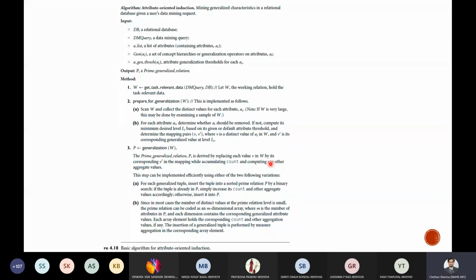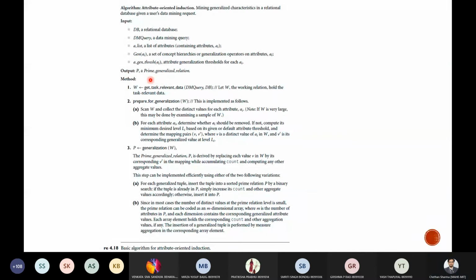So the input would be your database, one database, the query, the list of attributes, and you have to give a generalization operator, that is the concept hierarchies for each of the attributes, and you have to give the threshold for each of the attributes. So these five to six things are the inputs, and the output is your generalized relation.